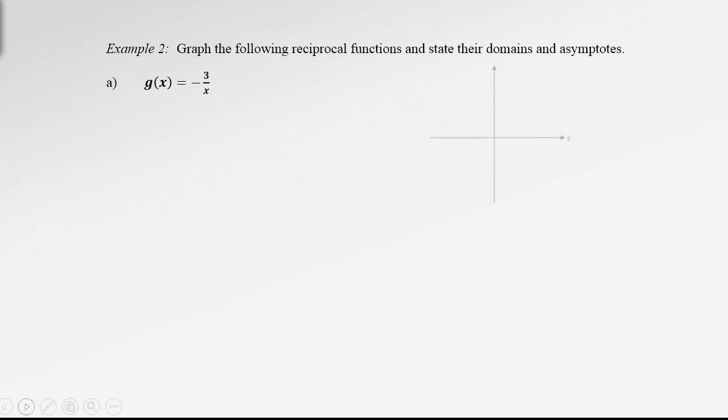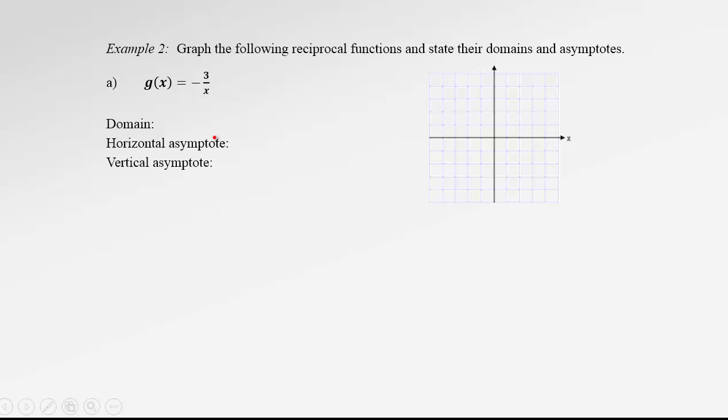Okay, let's see some other graphs, modifications of the basic reciprocal function. For example, we want to graph g of x, which is defined as negative 3 over x. We want to find its domain, and we want to write the equation of a horizontal and vertical asymptote. So first things first, we're going to graph this. We may want to help ourselves with a t-table, take the input x, find out what's the output negative 3 over x, and then plot those points.